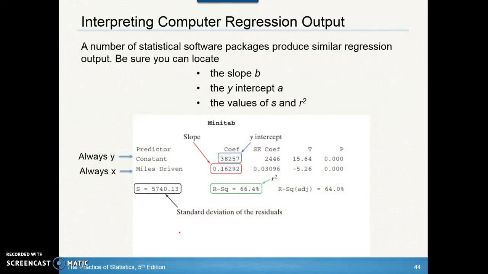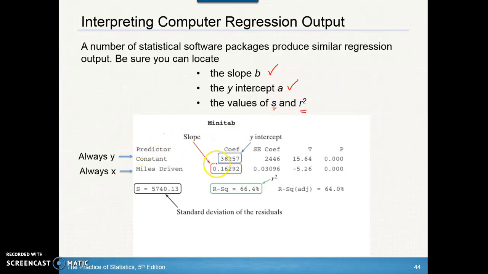Now, the next thing that we're going to take a look at is interpreting a computer regression output. In a lot of these questions, you're going to be given what is called a Minitab output. They are going to give you basically all the information that you need in this section and in section 10.3. So let's just take a look at what they give you. They give you the slope, and you're going to want to make sure you know how to find that, the y-intercept, and the values of S and R squared. So let's just take a look here.